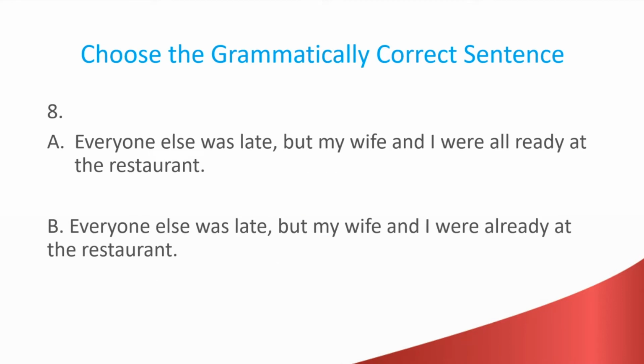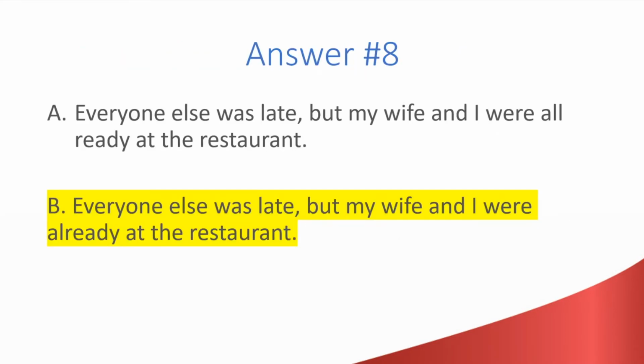Okay. Everyone else was late, but my wife and I were already at the restaurant. Or everyone else was late, but my wife and I were already at the restaurant. So the word you're looking for is already. Would you have it as 2 words or the 1 word? So 2 words, all ready, or 1 word, already. E is the correct one, the 1 word. That is probably the most widely used. It is the most correct in grammar for pretty well every sentence out there.